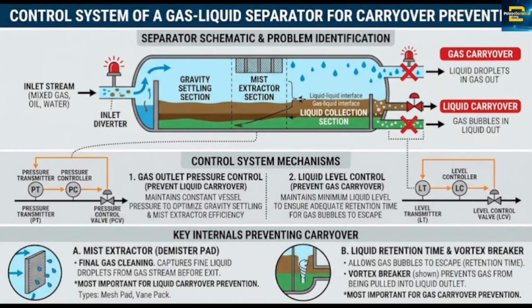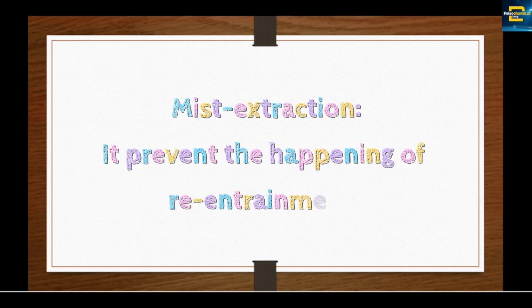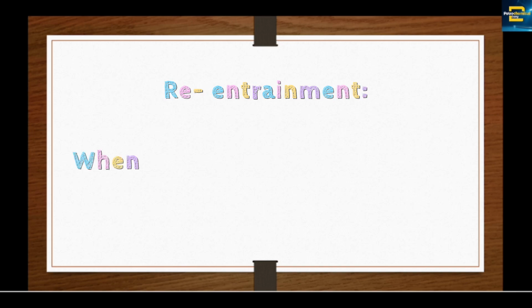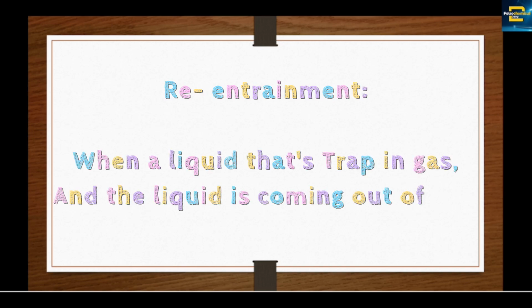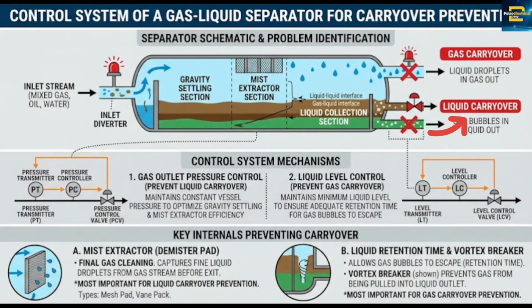Now one thing we have to know is what we call our mist extractor in our separator. This mist extractor prevents what we call re-entrainment. What is re-entrainment? It is when a gas traps a liquid, and we see the liquid coming out of the gas outlet. That is called re-entrainment. As we can see here, that will cause a liquid carryover. Now this mist extractor helps to separate this liquid from the gas.